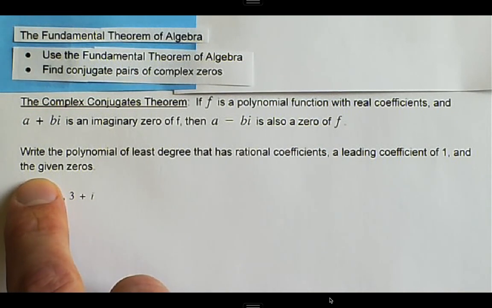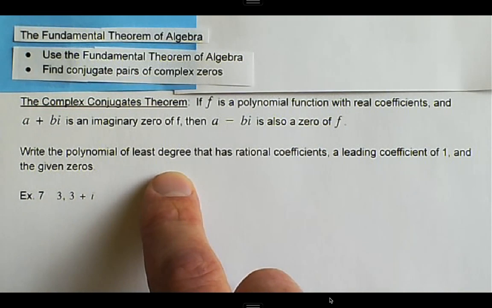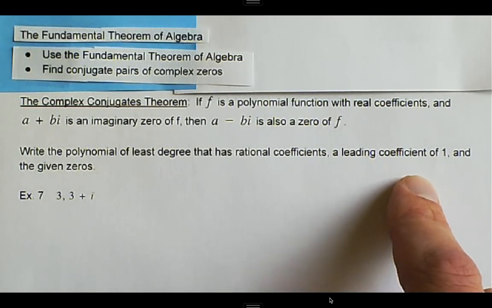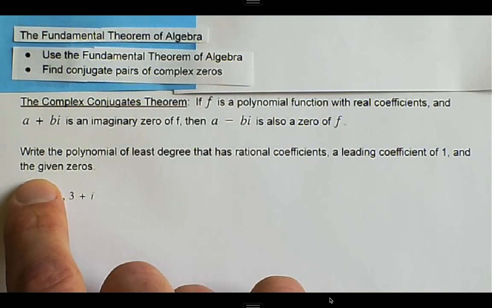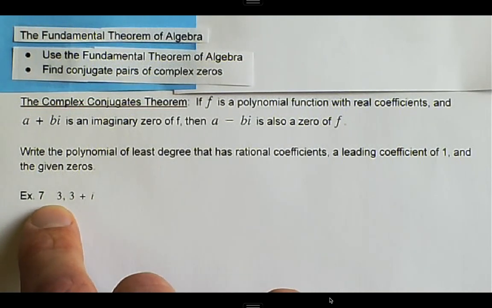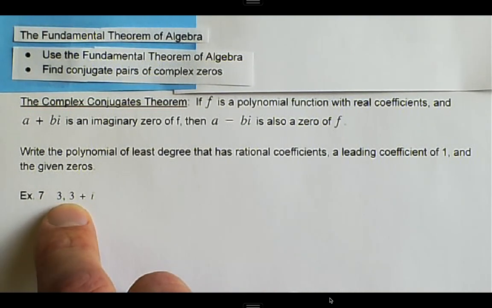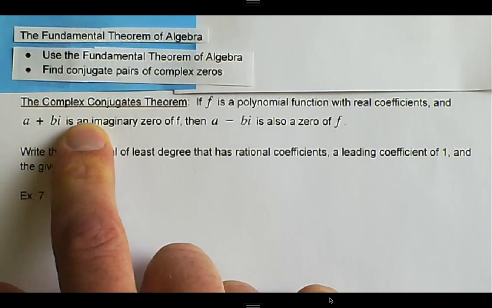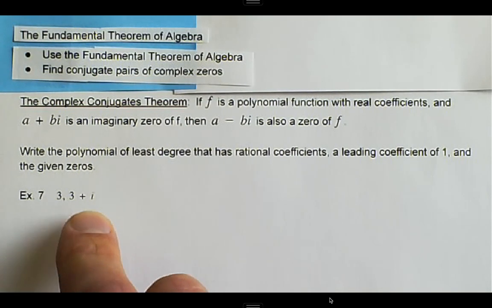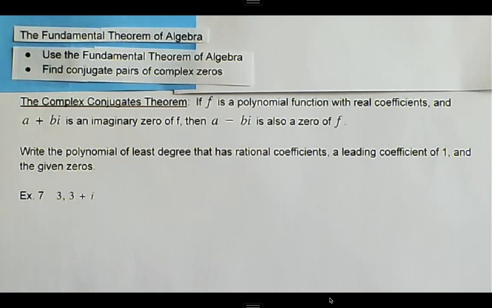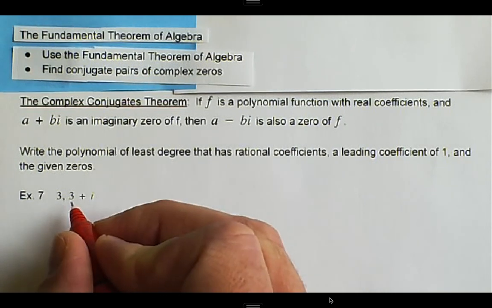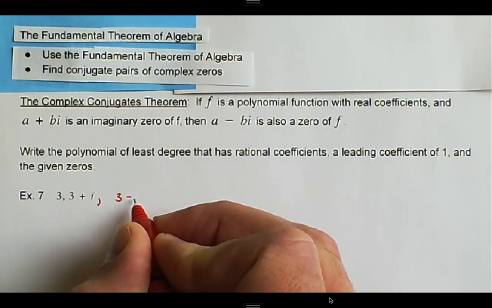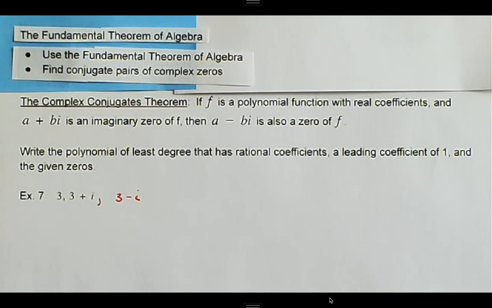So we have some directions. Write the polynomial of least degree that has rational coefficients, a leading coefficient of 1, and the given zeros. So here are two zeros. We have 3 and we have 3 plus i. Now, because of the complex conjugate theorem, we know that there's going to be one more zero. There's going to be 3 plus i, and because there's 3 plus i, that also means we have to have the conjugate pair, which is 3 minus i.